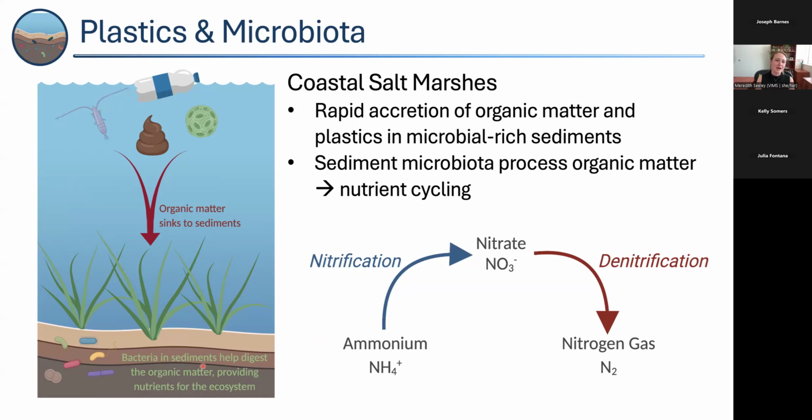This is kind of akin to how our gut microbiome processes the food that we eat and cycles nutrients for our body. So a really important aspect of that is, of course, nitrogen cycling. And two key parts of nitrogen cycling, which I'll talk about here, are nitrification, which is the oxidation of ammonium to nitrate, and denitrification, where we remove labile nitrogen from that system as nitrogen gas.